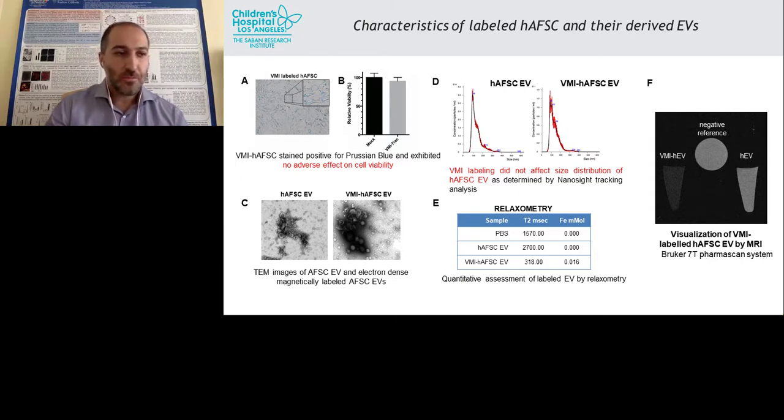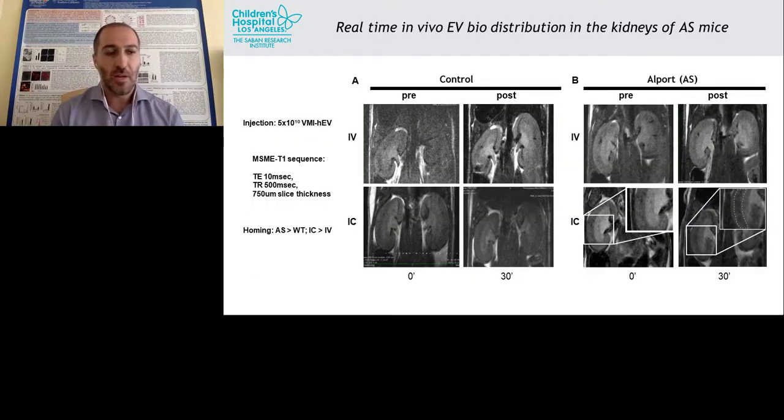So to test the in vivo tracking potential of the VMI dye, we injected healthy control mice and Alport mice with the EVs in a single dose via two different routes. One was the retroorbital route, and the intracardiac route was the other. Mice were imaged once before the injection and 30 minutes post-injection.